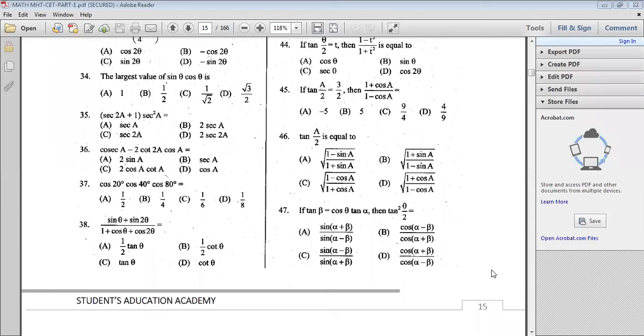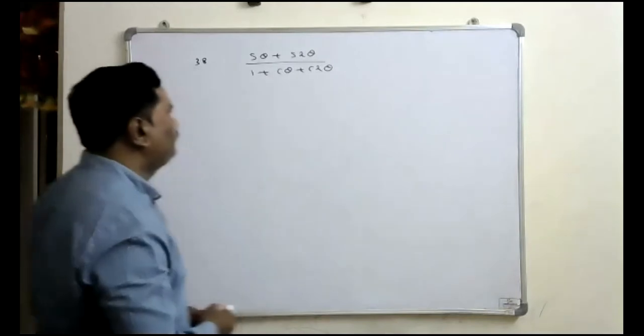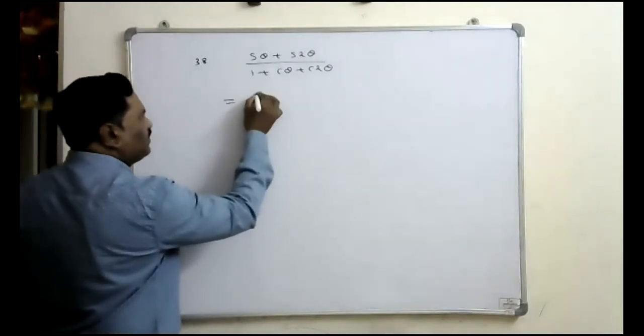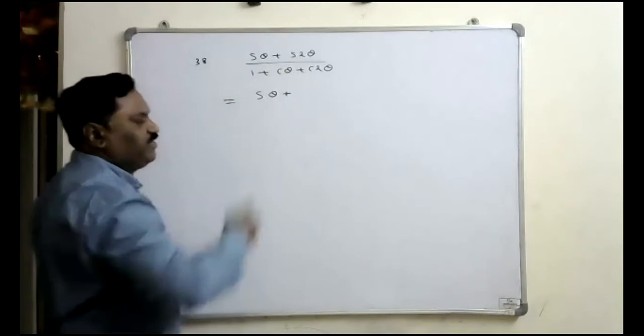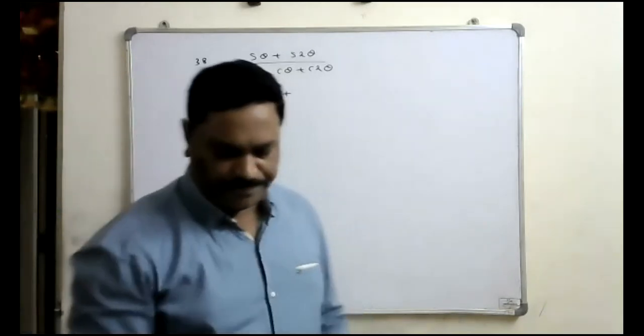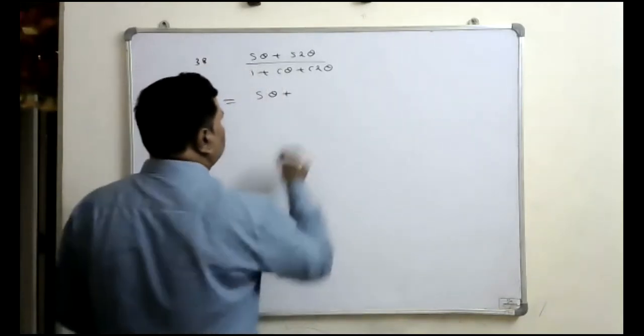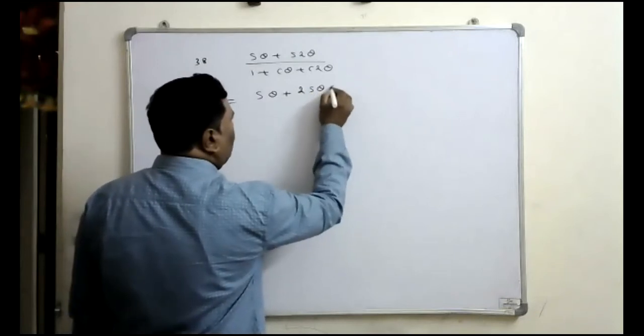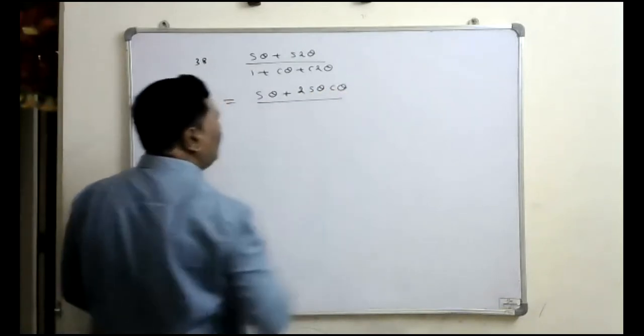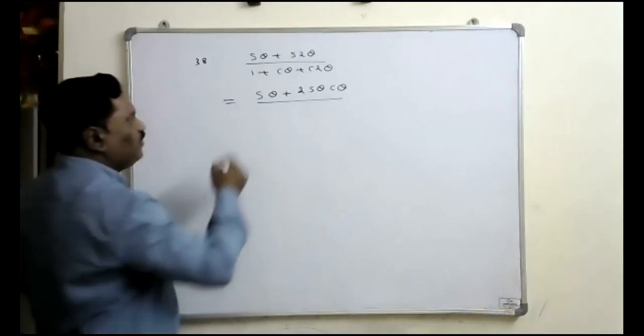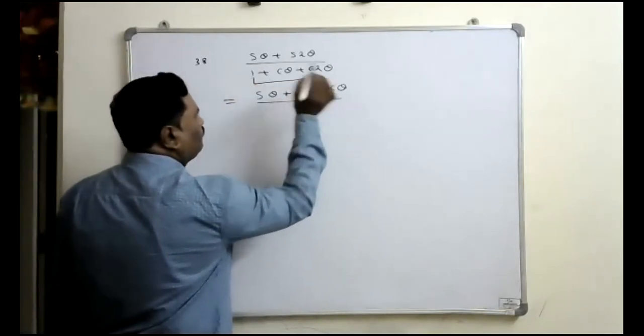Observe this 38th problem. We have to simplify sine theta plus sine 2 theta upon 1 plus cos theta plus cos 2 theta. To simplify this, in the numerator it is sine theta plus sine 2 theta. What is the formula for sine 2 theta? 2 sine theta cos theta.